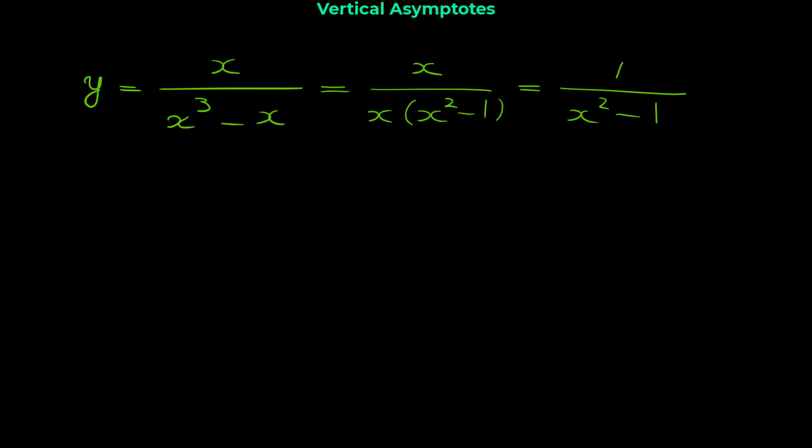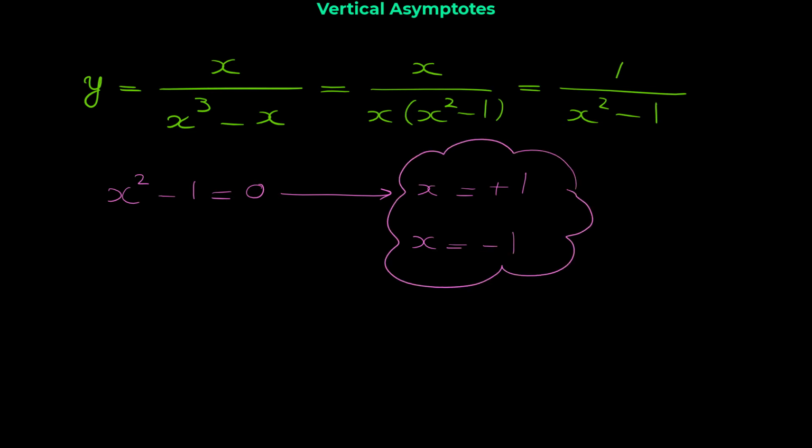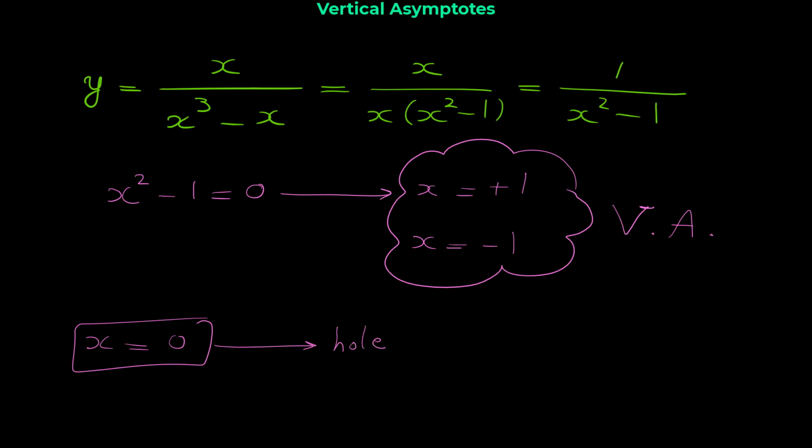Now, in this simplified version of the function, I am going to set x squared minus 1 equals 0, and then from that x equals plus 1 and x equals minus 1. These are the vertical asymptotes of my function. And again, that x, if we set it equal to 0, is not a vertical asymptote, but it is a hole on the graph of the function.